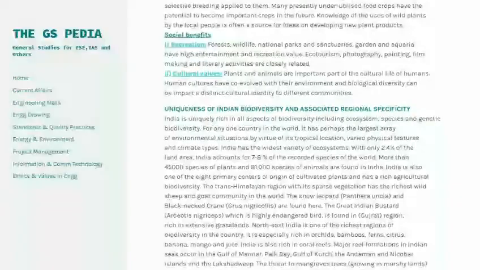Social benefits. Recreation, forests, wildlife, national parks and sanctuaries, gardens and aquaria have high entertainment and recreation value. Ecotourism, photography, painting, filmmaking and literary activities are closely related. 2. Cultural values. Plants and animals are an important part of the cultural life of humans. Human cultures have co-evolved with their environment, and biological diversity can impart a distinct cultural identity to different communities.